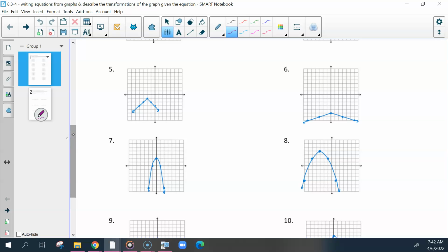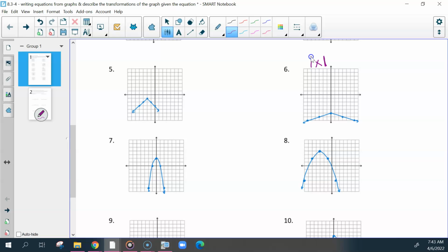For number 6, what type of function is this? Absolute value or quadratic? Absolute value, because it's a V. And if you think back to the parent function, so I know you have that drawn on one of your first examples, what changed from the parent function to this?